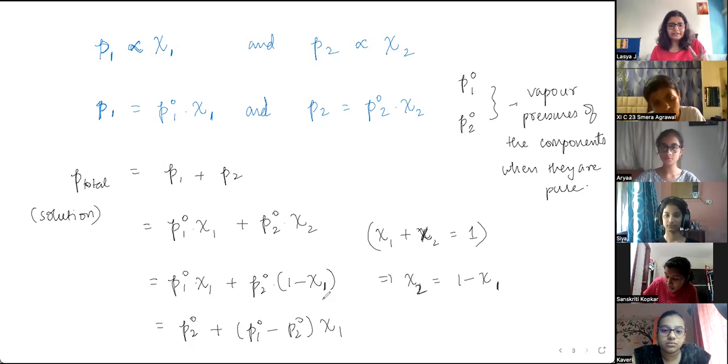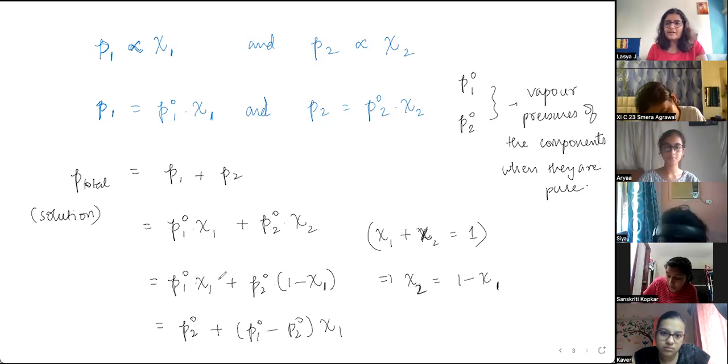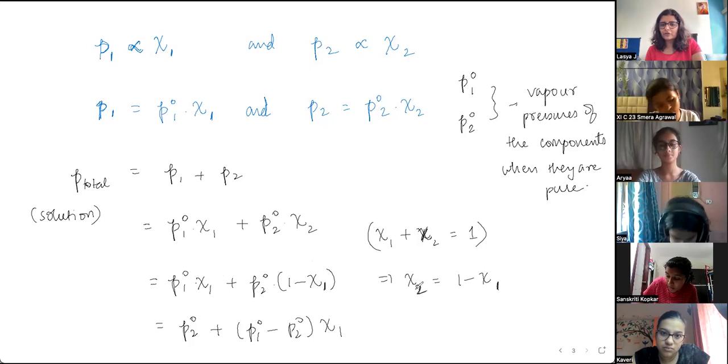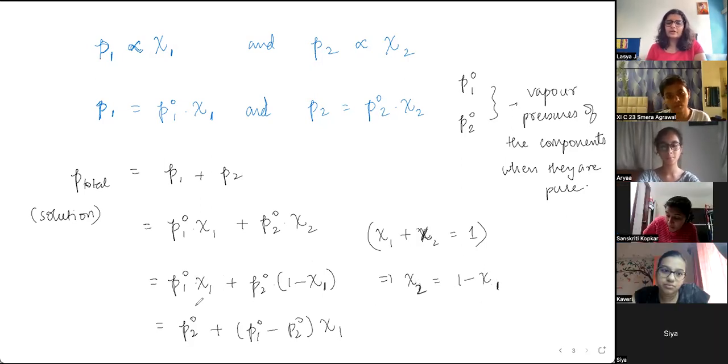Similarly, you can also write it in terms of P1 naught. Instead of the mole fraction of component 1, if you have the mole fraction of component 2, then just write the mole fraction of component 1 equal to 1 minus the mole fraction of component 2, and accordingly these P1, P2 values also will change.